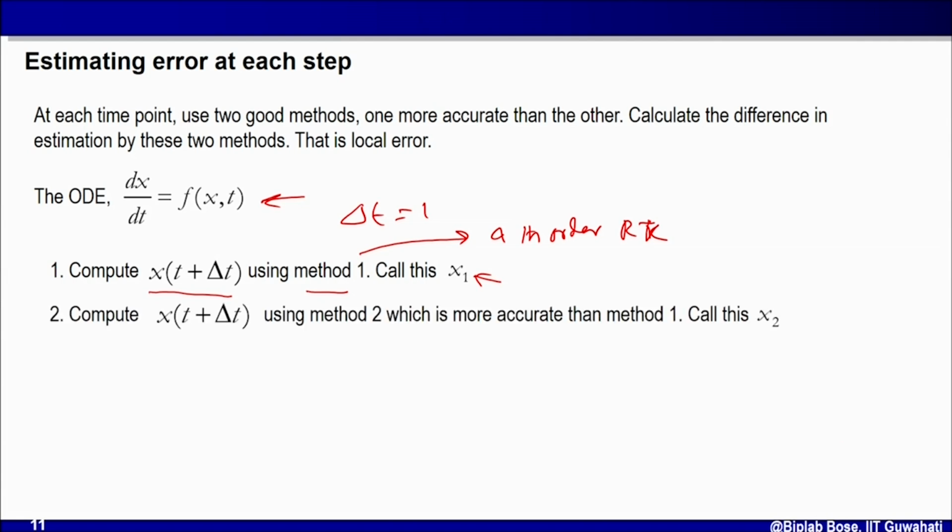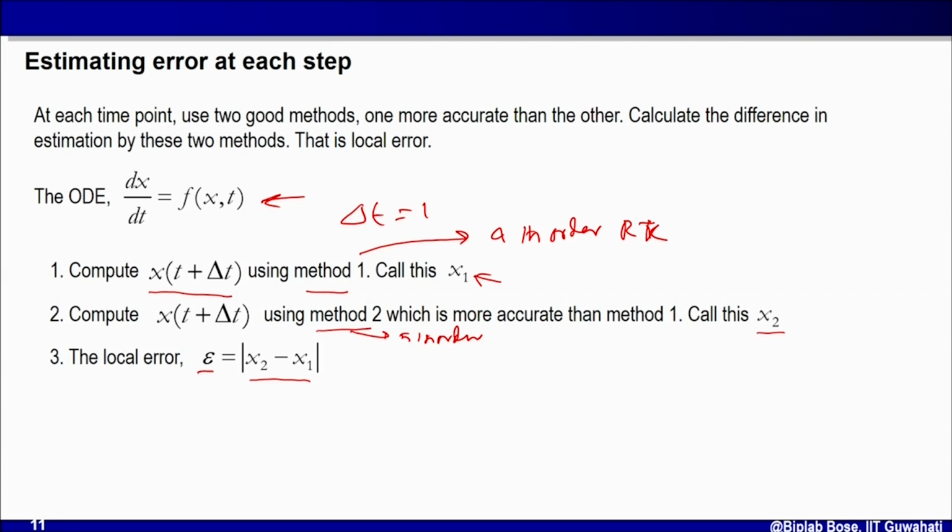Then I do the same calculation to get the value of x at t plus delta t using a new method. This may be the fifth order Runge-Kutta method, which is known to be more accurate than the fourth order Runge-Kutta method, and I calculate the value of x at t plus delta t. Let us call that x2. And now I calculate the difference between x2 and x1. That is my error. Error is the absolute value of the difference between x2 and x1.